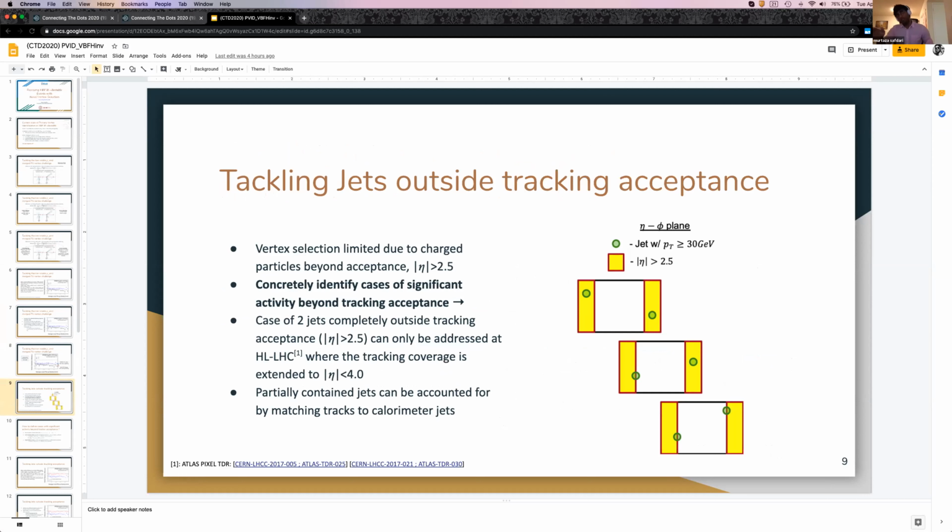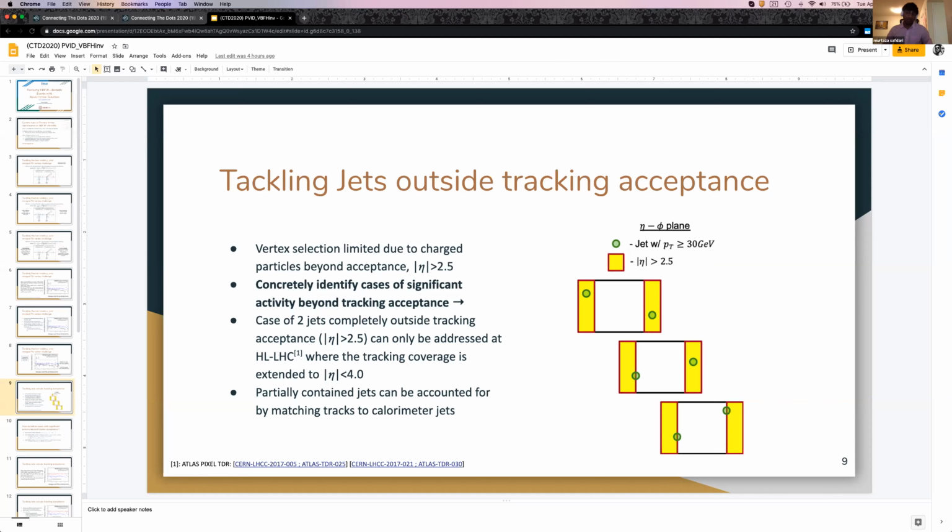So there are these 3 typical events that I've shown on the right here, where you could lose information. These blue circles are your hard scatter jets, for instance. They could lie completely outside your tracking acceptance, that's the cartoon on the top, or they're partially contained in your tracking acceptance. These are the 2 cartoons below the top plot.